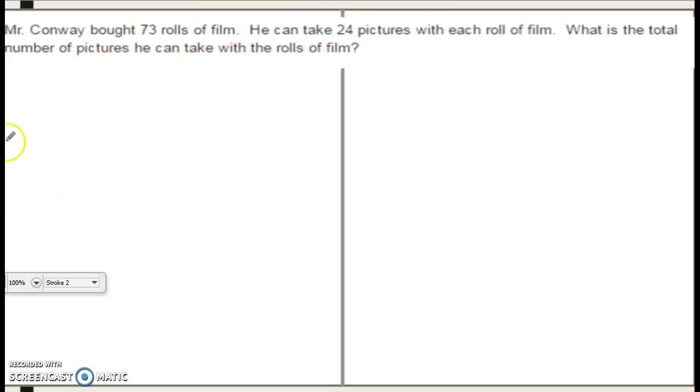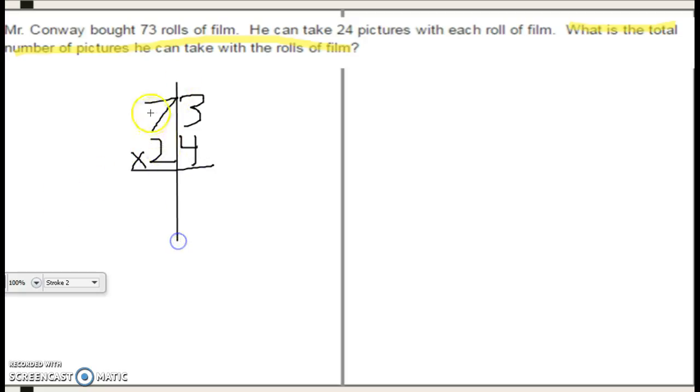The next question. Mr. Conway bought 73 rolls of film. He could take 24 pictures with each roll of film. What is the total number of pictures he can take with the rolls of film? Total number of pictures should tell you immediately that this is multiplication. 73 times 24. And again, we'll break this up using place value. So we're going to start with the ones place.